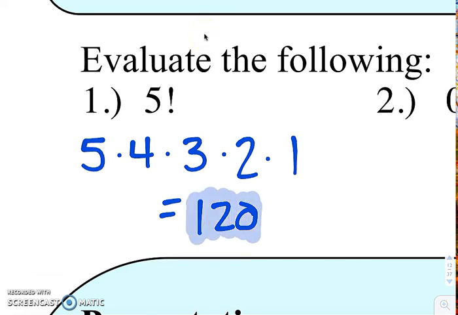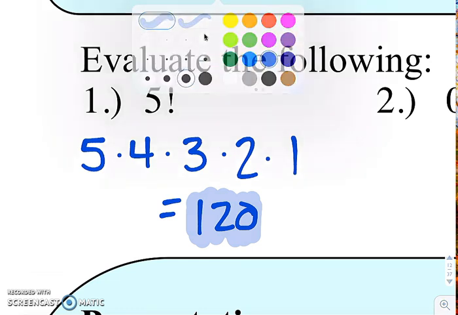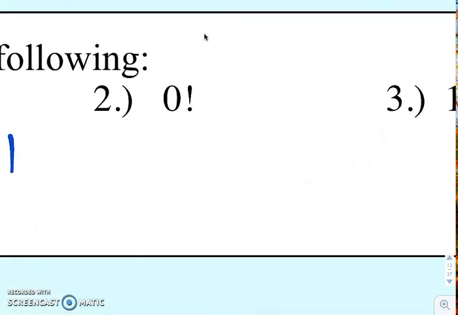So if we look at number 2, zero factorial, there's only one way to write 0. There's nothing less than 0 other than negative numbers, so there's only one option there.